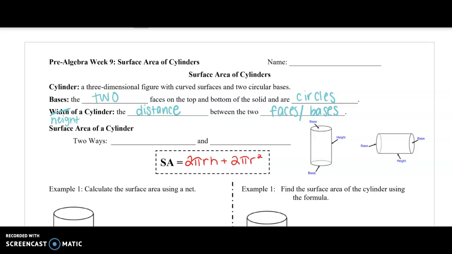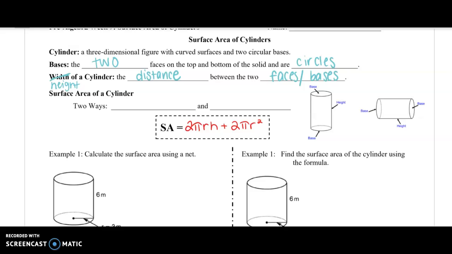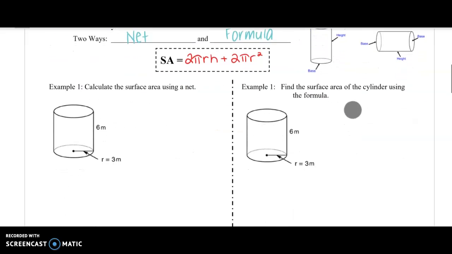Okay, so there's two ways that we can find the surface area of a cylinder. We can do the net or we can do the formula. I'm just going to preview doing the net for you. We're not actually going to go ahead and calculate it that way. I'm just going to set it up for you guys so you would see what it looked like. The formula is going to be a lot easier to use, just like it was before.